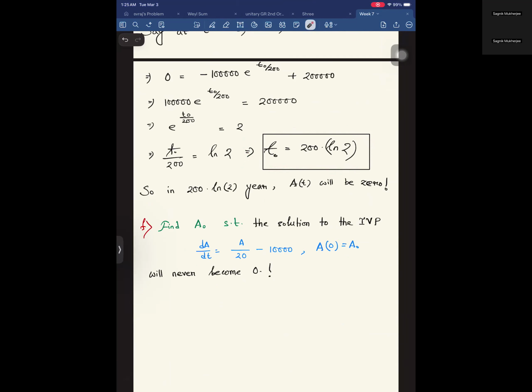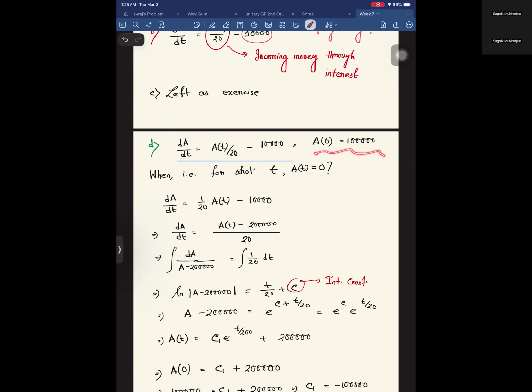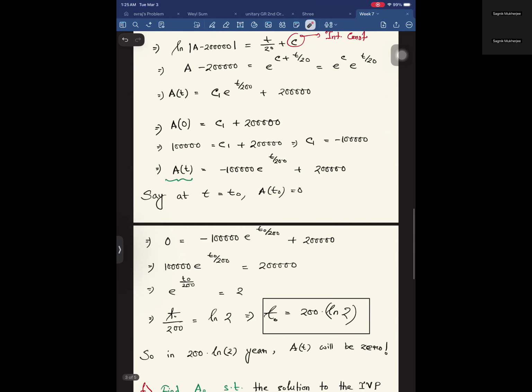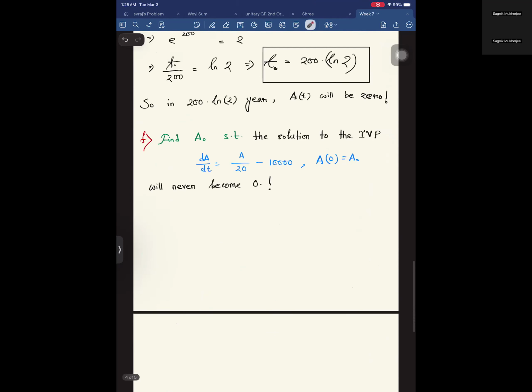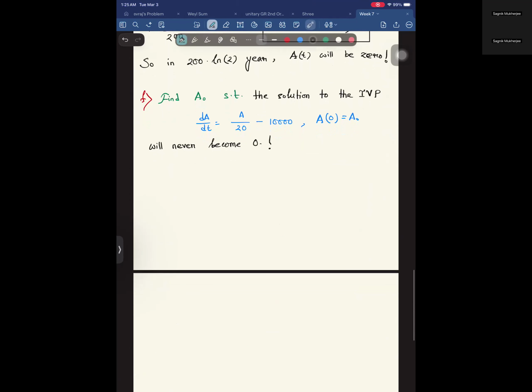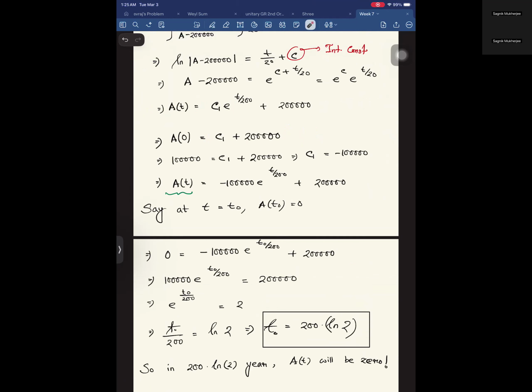Now, the question is this. Instead of the initial deposit being 100,000, what is that amount of money that you should deposit in your bank in the first place so that this money will never vanish, meaning this A(t) will never become 0, right? So again, we remember we solved it, and the solution to the differential equation does not change. So let us copy this.